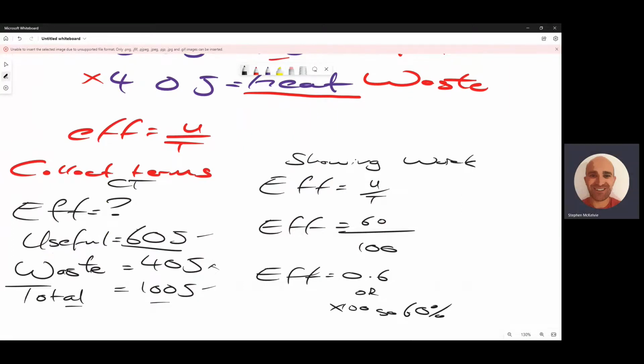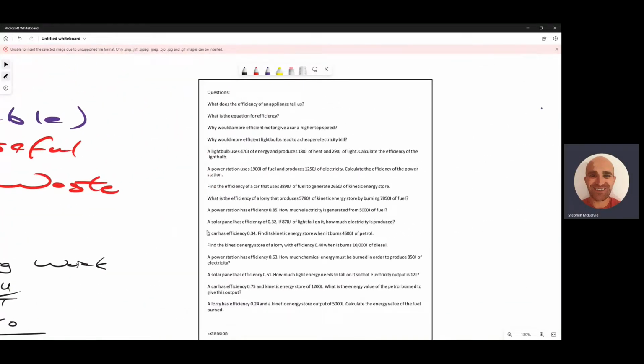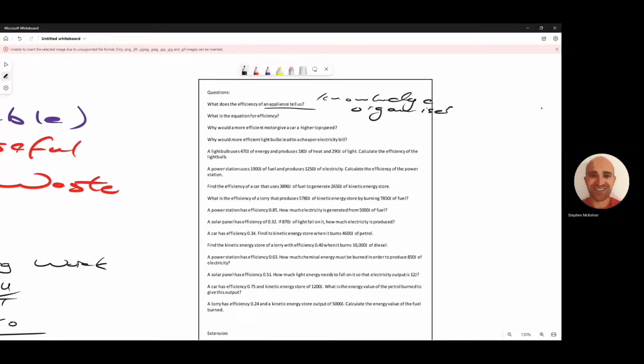There are a lot of questions for you to do in today's lesson. It will take you a bit of time. They're not all maths questions, so what does efficiency in the appliance tell us? Do your best to answer that. Remember that you can use your knowledge organizer if needs be. Sorry for this, folks, I'm writing with my mouse. I'm getting better at it, but there you go. These are some wordy questions for you to have a go at, and then we've got some efficiency questions here.